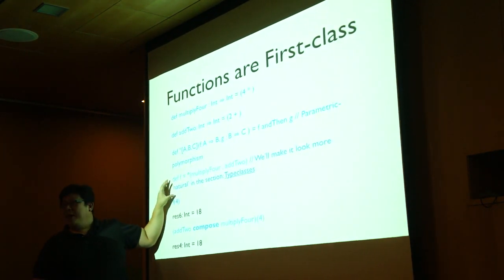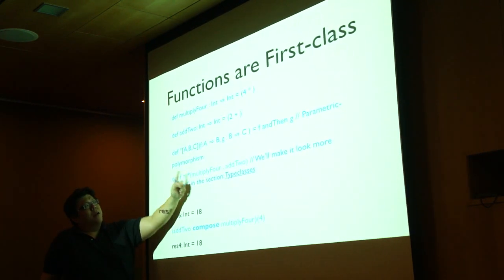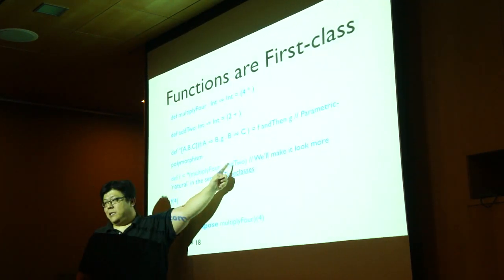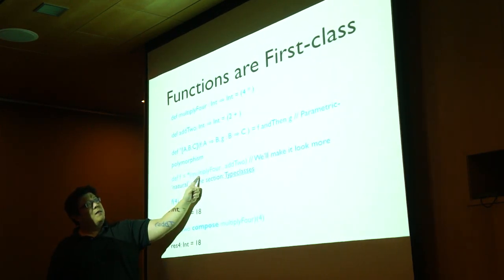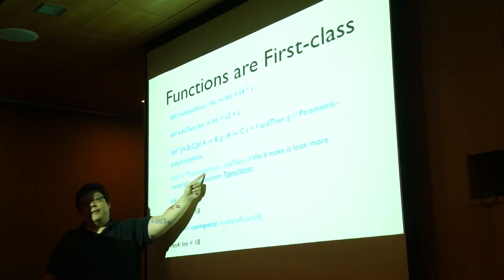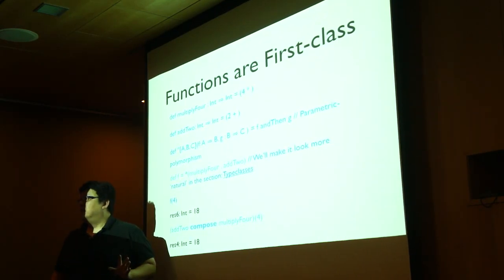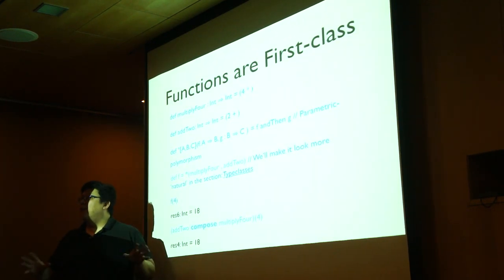Now, let's string them up. I create a new function. I want to do this first, followed by this. Then I will use my previous definition over here. I'll pass it multiply by 4 and add 2. But this doesn't look very nice, in my opinion. We will see later how I'm going to make it look more natural.